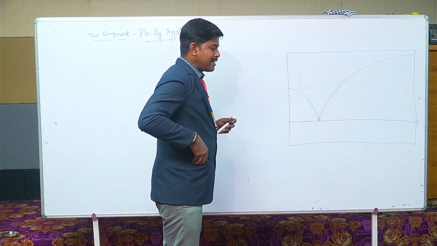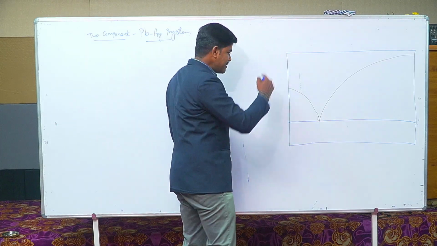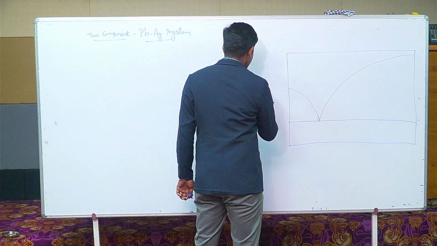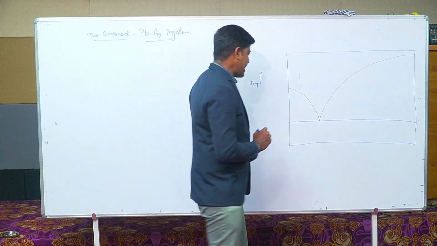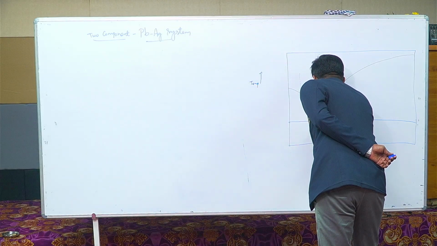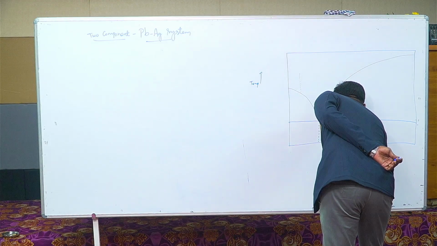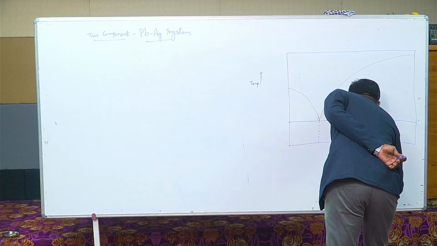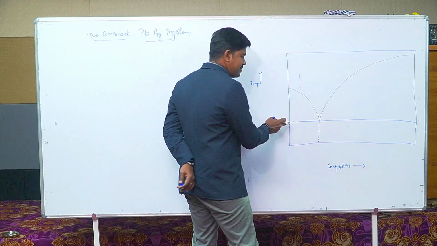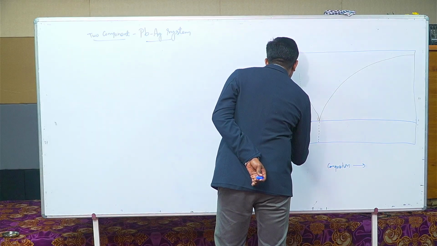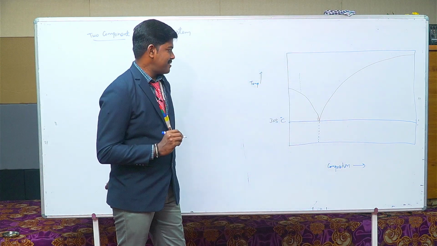First I will label the diagram, then I will start explaining. On the x-axis, it is temperature. On the y-axis, it is composition, and the temperature at this level is 303 degrees centigrade.